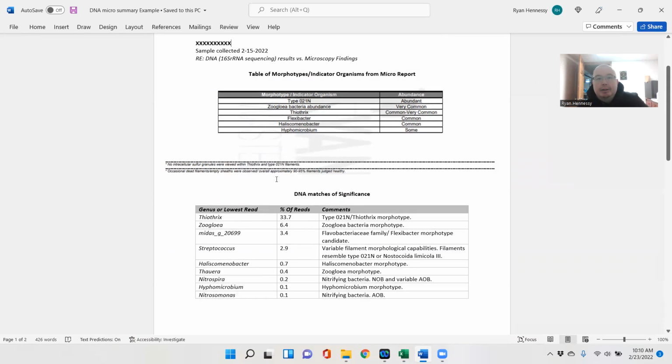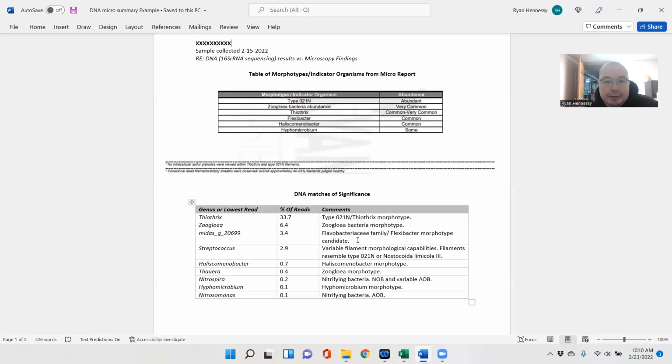Flexibacter are very diverse from a morphological standpoint. In this instance, there was an unnamed genus that is in the same family as a common known Flexibacter morphotype. So I always put in a little disclaimer that some of these are not exactly 100% proven. However, a lot of times if there's similarity between the families, or if it's something that I see with a fairly high correlation rate, it's something that I note as a potential candidate.